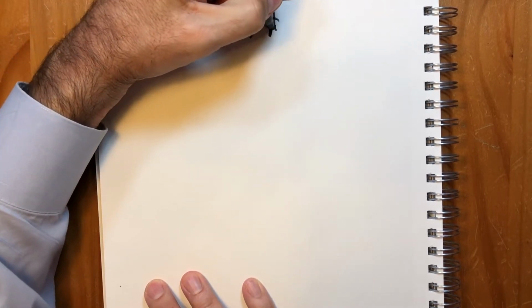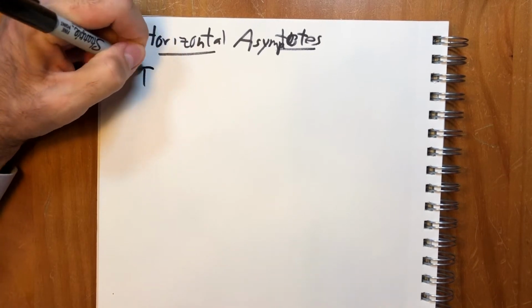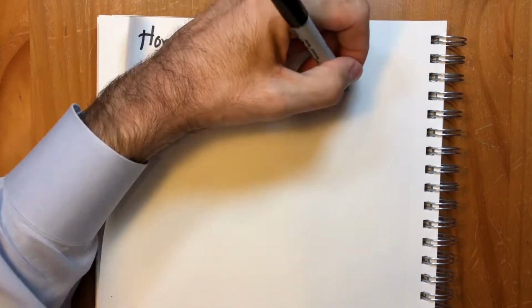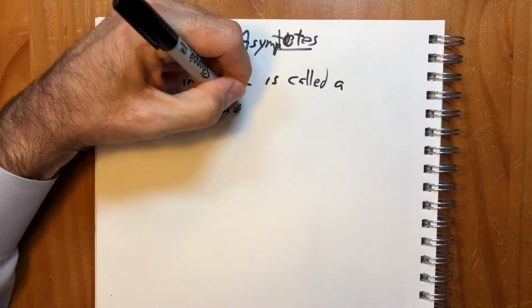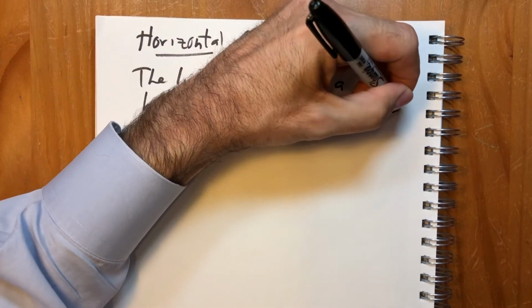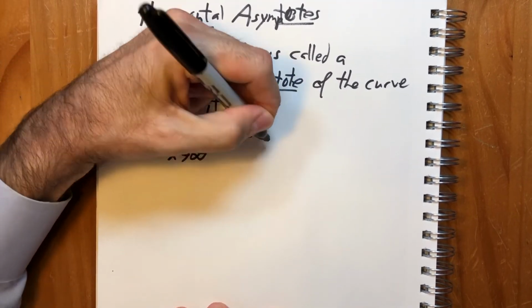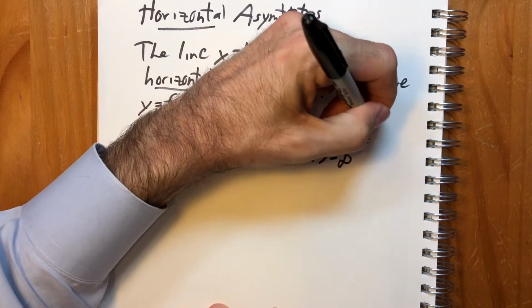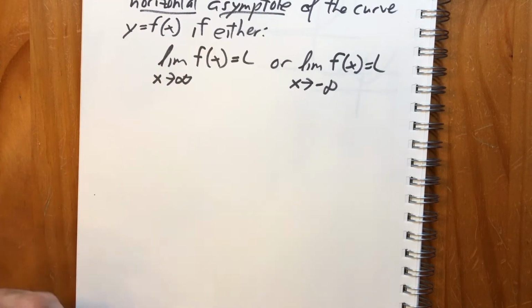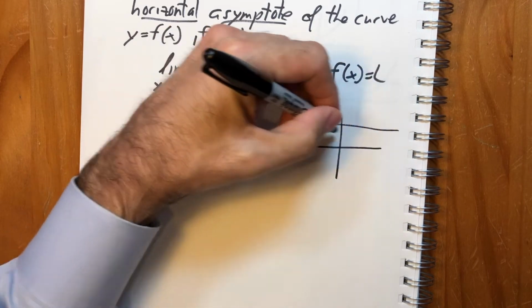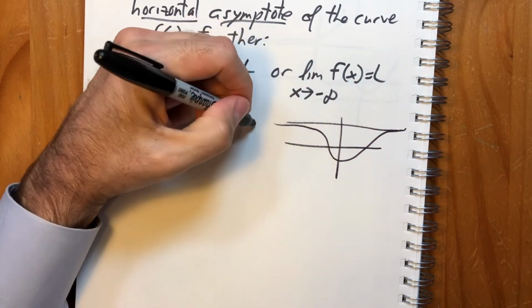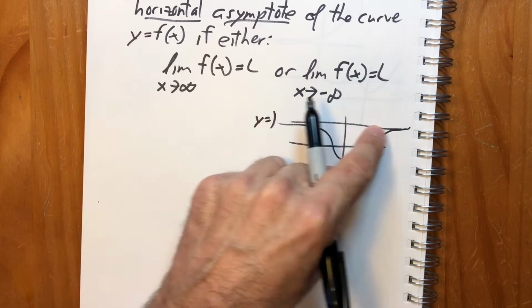So last time we talked about vertical asymptotes. There are also horizontal asymptotes. The definition of a horizontal asymptote is: the line y equals L is called a horizontal asymptote of the curve y equals f of x if either the limit as x approaches positive infinity of f of x equals L or the limit as x approaches negative infinity of f of x equals L. So of course, in the example we just showed, if it goes down and then back up, then y equals 1 is the horizontal asymptote.